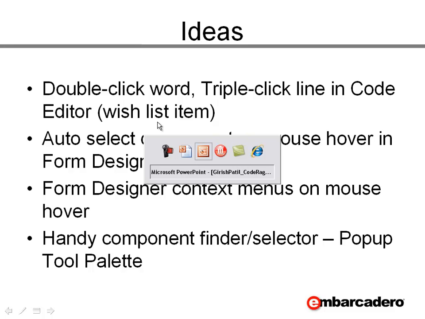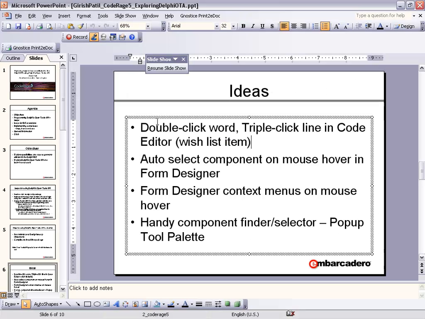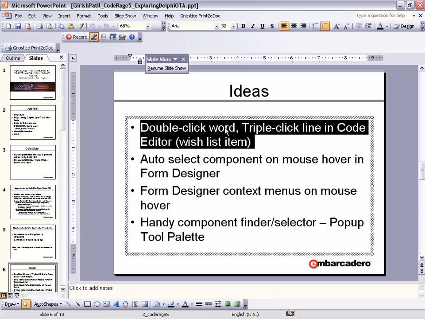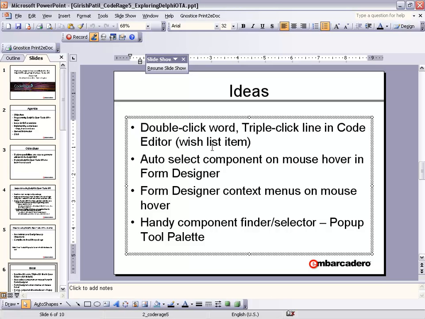So let me just switch to a Microsoft application that I have open here. Now if I double click anywhere in the line, the word gets selected, and if I triple click, or click 3 times at the same pace, then the whole line gets selected. And I would really like to see this in the code editor of Delphi.